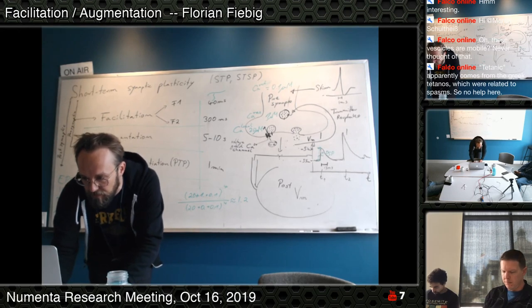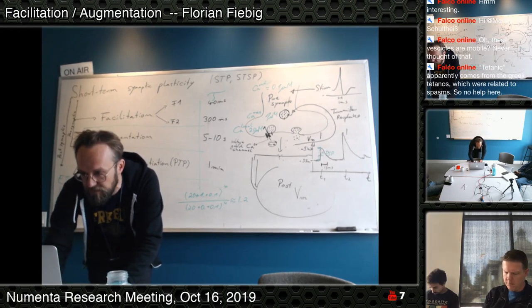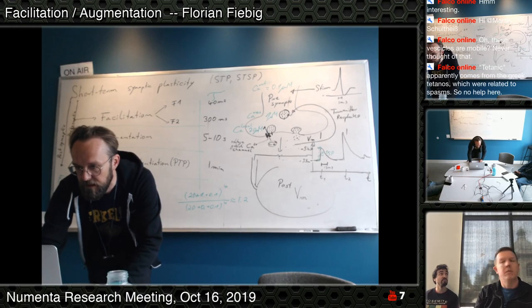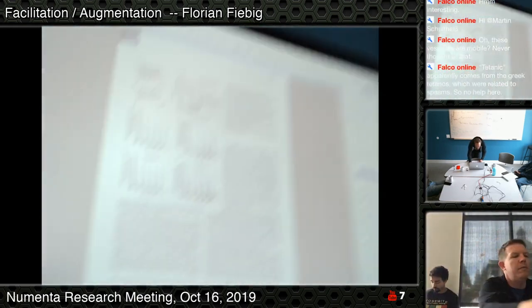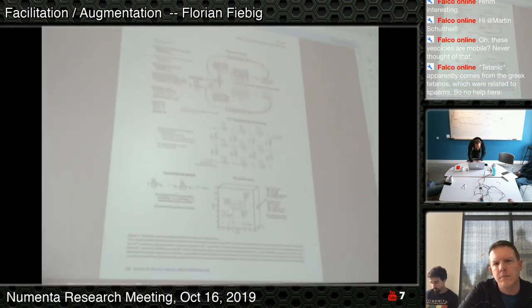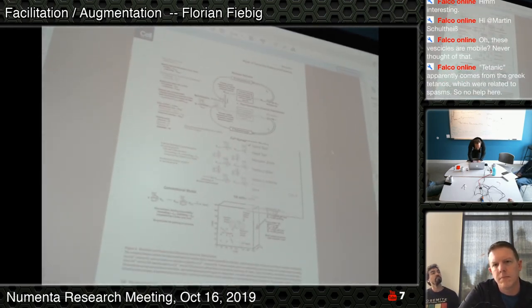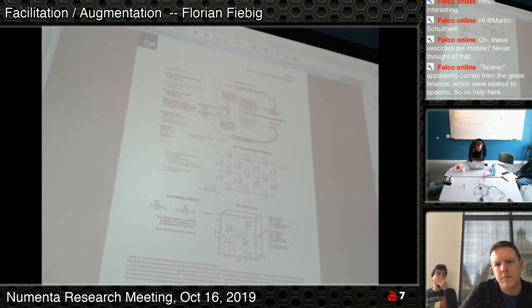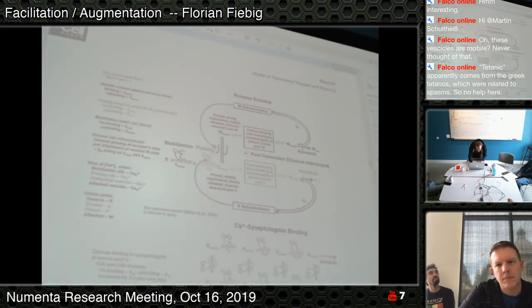But no, that's not what I wanted. I wanted this: a general model of synaptic transmission and short-term plasticity, and then they built figures like this. So what you see here, can I zoom in on that? Yes, here I can zoom, how nice.